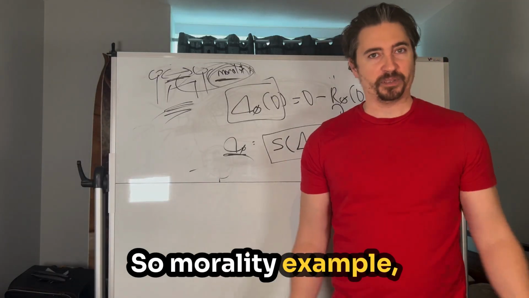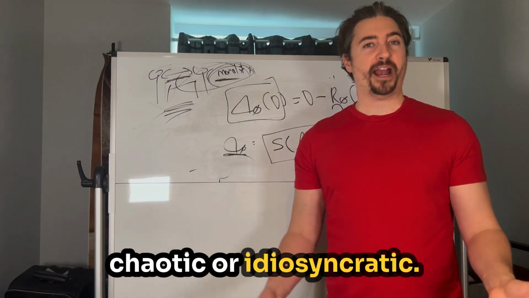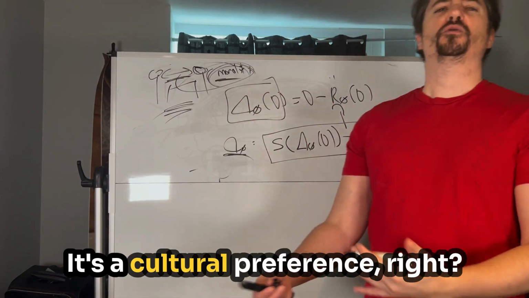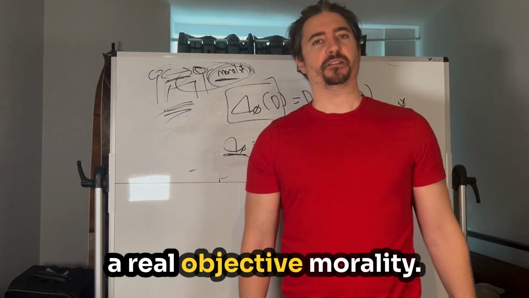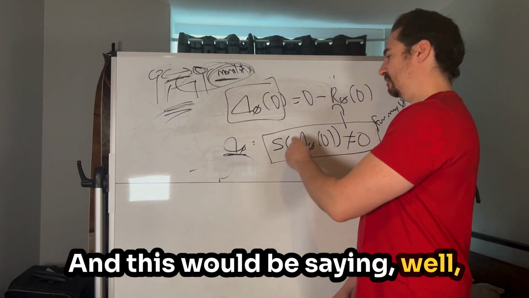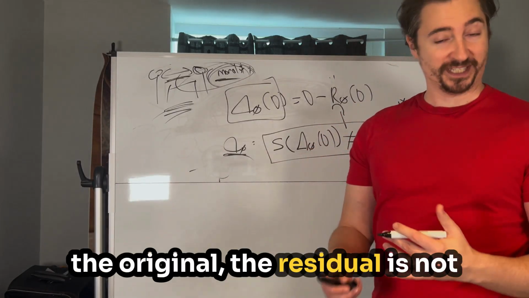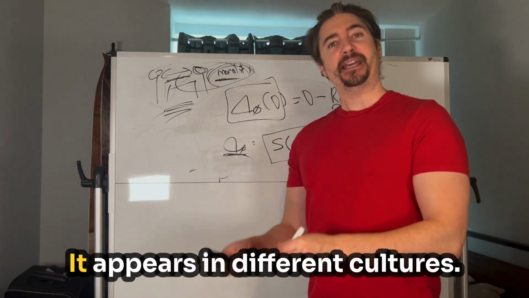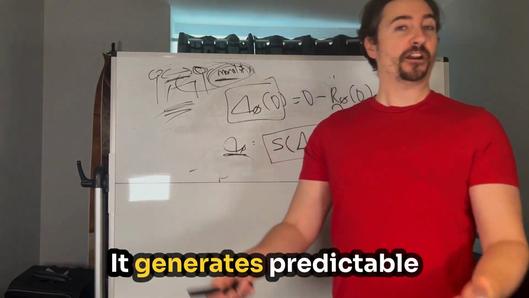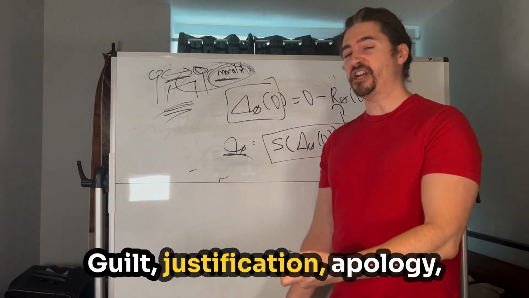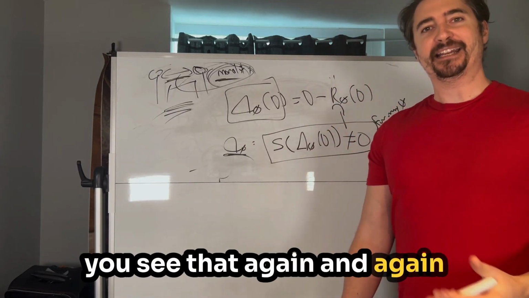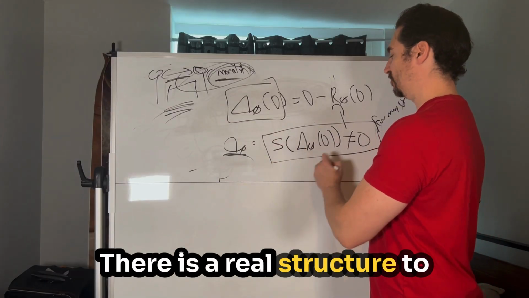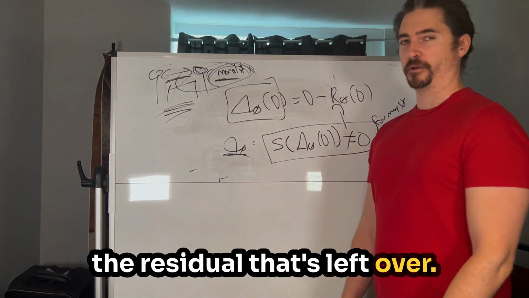Okay, so morality example again: the residual is not chaotic or idiosyncratic. So again, this guy here is saying morality is just psychology, it's a cultural preference, right? You can't really say there's a real objective morality. And this would be saying, well, if you look at situations like this, the residual is not chaotic or idiosyncratic, right? It has the same form across people. It appears in different cultures. It generates predictable responses, right? Guilt, justification, apology. You see that again and again across different cultures, across different people. Okay, so it's not random. It's not noise. There is a real structure to the residual that's left over.